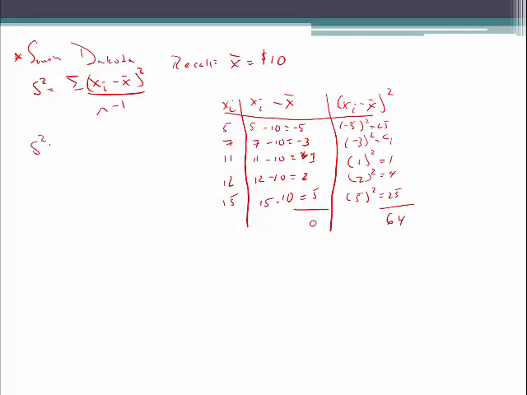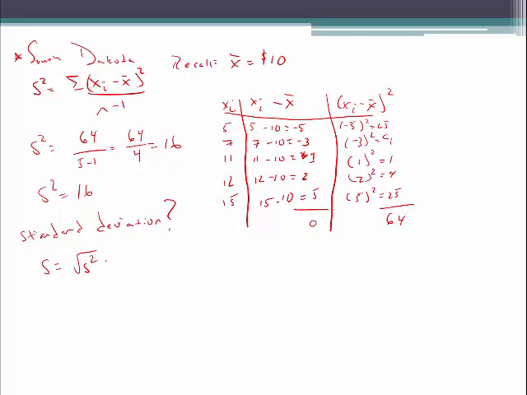So look, my s squared now becomes the sum of x sub i minus x bar squared, which is 64, divided by n, the sample size, 1, 2, 3, 4, 5. 5 minus 1, so this is 64 divided by 4. That's my variance, okay? So the sample variance here for South Dakota is 16. Well, then what is the standard deviation? Well, that's just s, which is the square root of s squared, which is the square root of 16, which is 4. So here we see the sample standard deviation is 4.